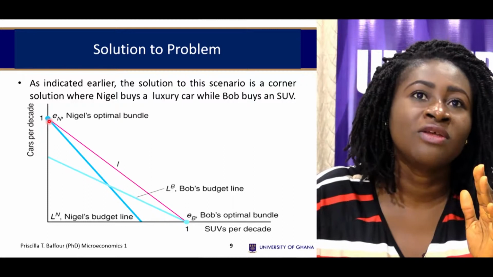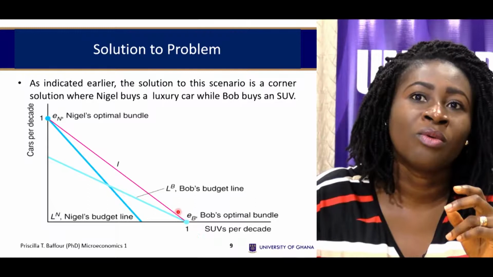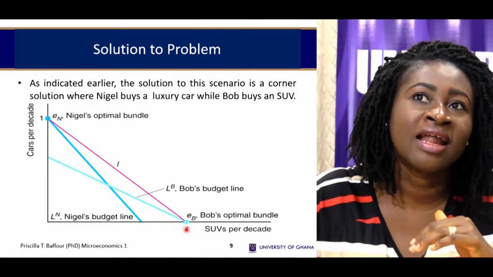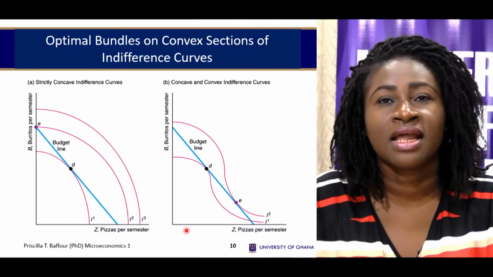So when you look at this, based on the budget available to them, which is a budget line, we can tell that Nigel will buy the sedan and Bob will buy the SUV, where they are both settling at the corners of their indifference curves. Strictly looking at their preferences, they would go in for one rather than the other based on the advantages that one commodity comes with. And in this scenario, we are looking at the car, really.